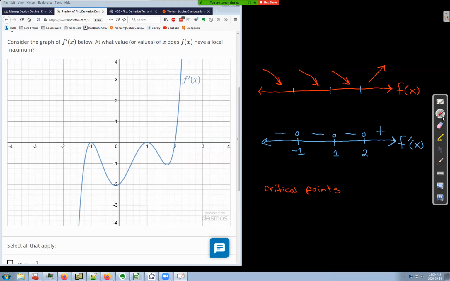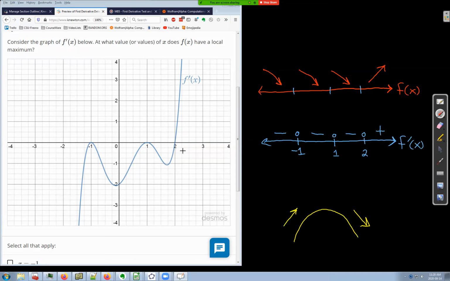Okay, so now let's draw our conclusions. We were asking for where does f have a local maximum. A local maximum is going to be when the function changes from increasing to decreasing. So I want to see an up arrow followed by a down arrow. And okay, this is a down arrow, but then there's another down arrow. Here's another down arrow, and then a down arrow followed by an up arrow.